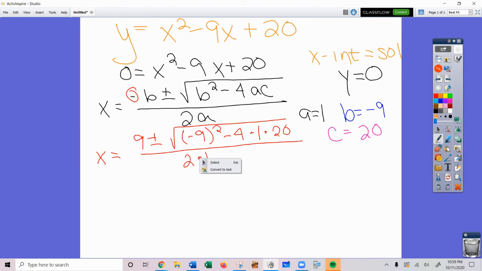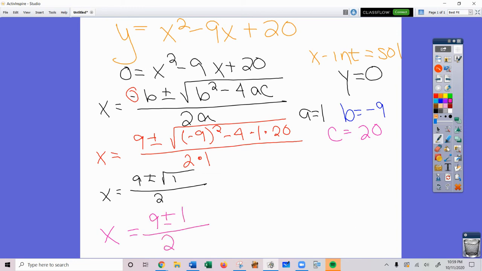Okay, so our next step is to get the number underneath the square root, right? So you're going to pick up your calculator and take everything that you see underneath the square root and plug it in. So you do that, and then what value do you get? We should have got 1. Okay, so now we have x equals 9 plus or minus the square root of 1, all over 2. So now we want to take the square root of 1. And the square root of 1 is just 1. So now we have x equals 9 plus or minus 1, all over 2.